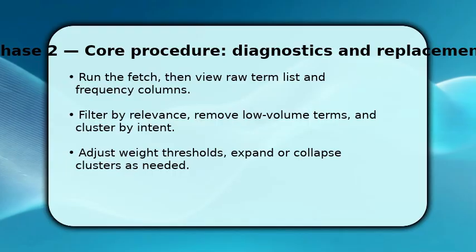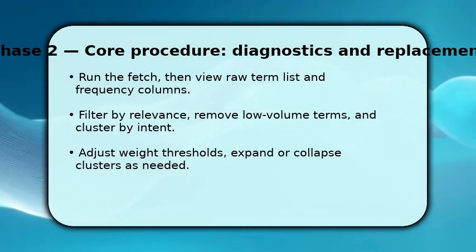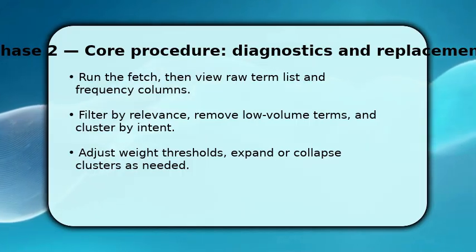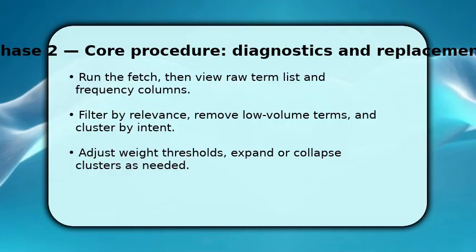Once results load, scan frequency and relevance columns to spot strong related terms and outliers. Now filter out low volume or irrelevant entries and use the clustering tool to group by intent. This helps you map content topics. If clusters are too broad, reduce the weight threshold. If they are too narrow, raise it. These refinements make your graph actionable for content planning and optimization.